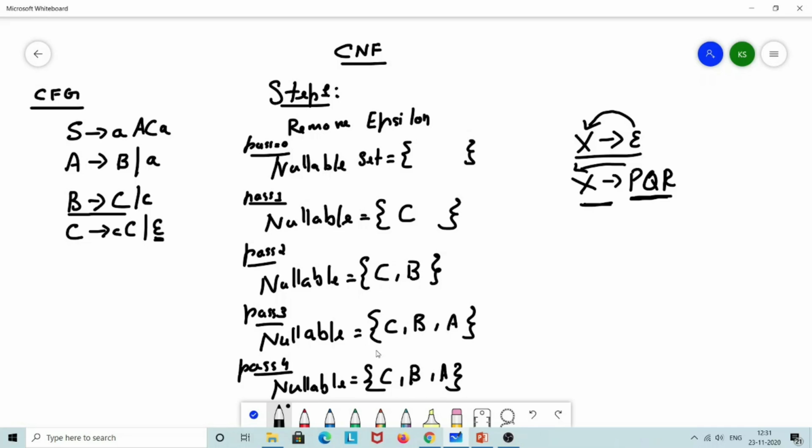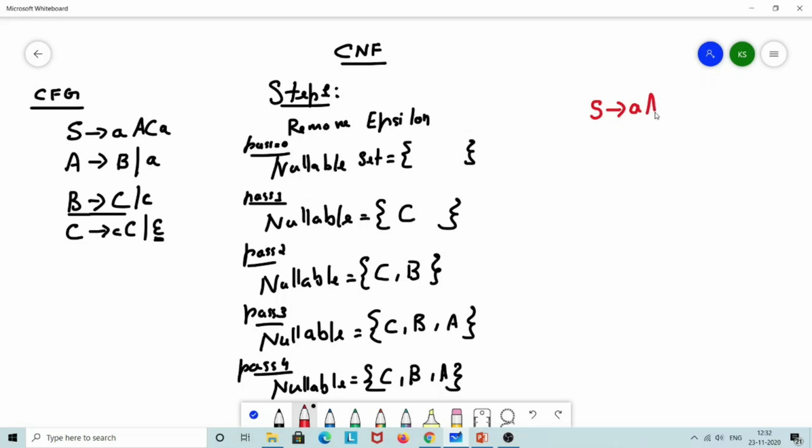If you observe, the content of the nullable set with respect to the previous pass is the same. So the nullable set after pass 3 and pass 4 are the same, and I have to stop my iteration. This will be considered as my nullable set. Now after obtaining the nullable set, what am I supposed to do? I have to rewrite my grammar, make the changes and remove the epsilon production from my rules. We have already seen how to write this. So I have to write this as ACA.